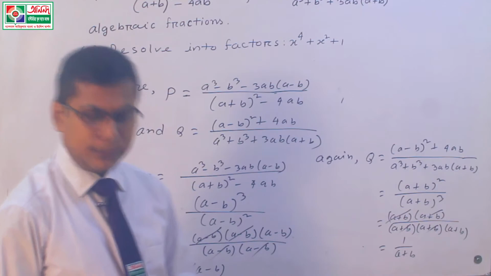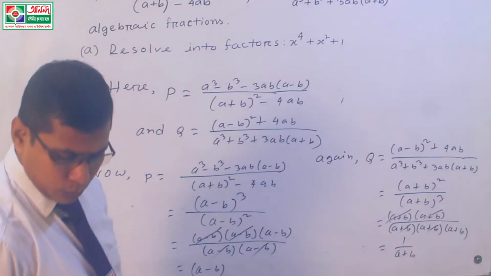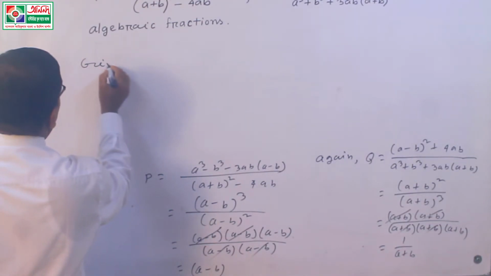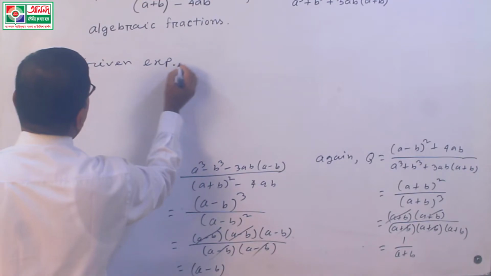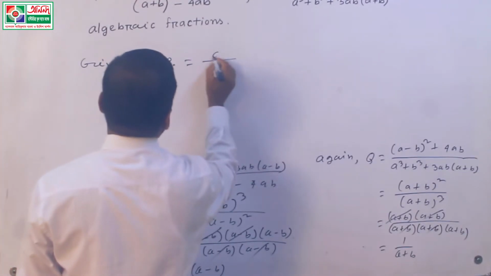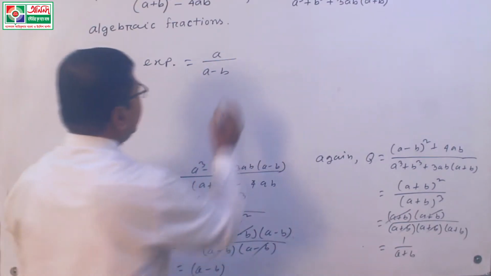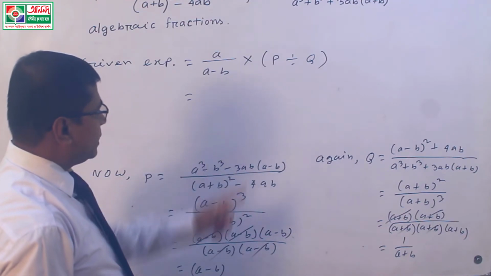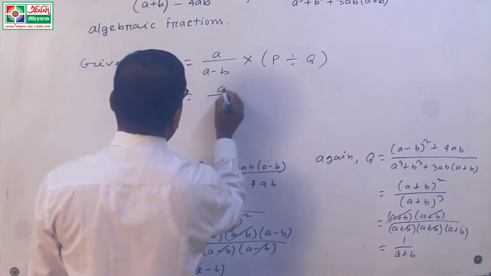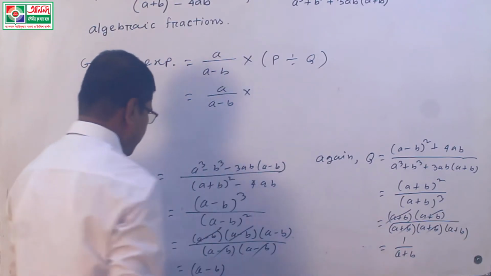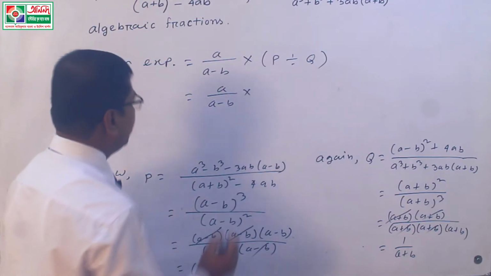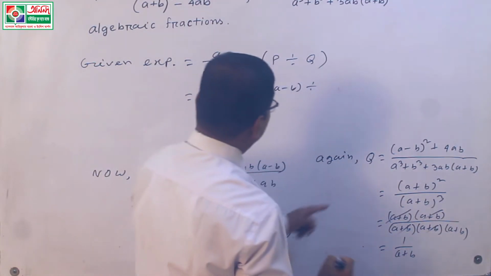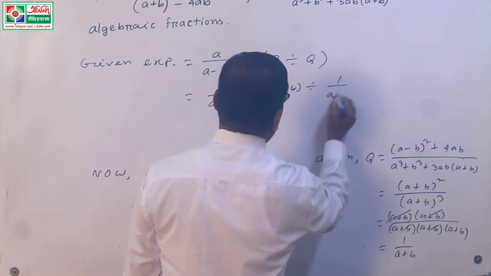Now we can simplify the whole part. The given expression you can write as a by a minus b into p divided by q. Now you can put the value of p and q. So you can write here a by a minus b multiply. We have found the value of p is a minus b, so you can write in the second bracket a minus b divided by, and the value of q is 1 by a plus b.